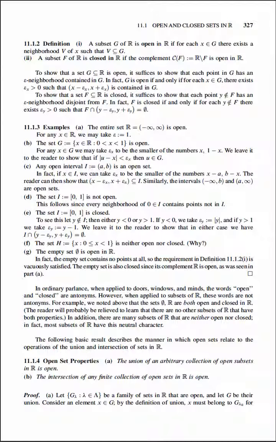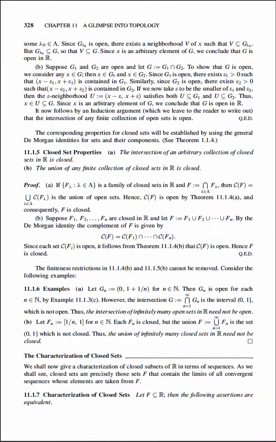We have properties about unions and intersections of open and closed sets. So 11.1.4 is pretty important. The union of an arbitrary collection of open subsets is open. The intersection of a finite collection of open subsets in R is open. And there are closed set properties as well. An arbitrary intersection of closed sets is closed. A finite union of closed sets is closed. You should think about what would be counterexamples.